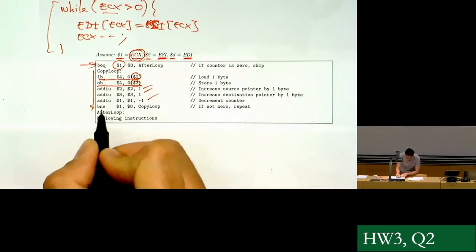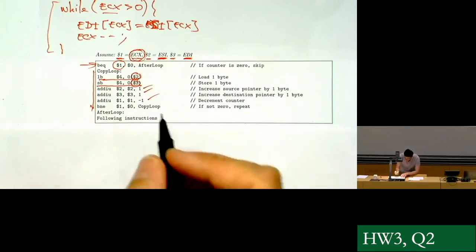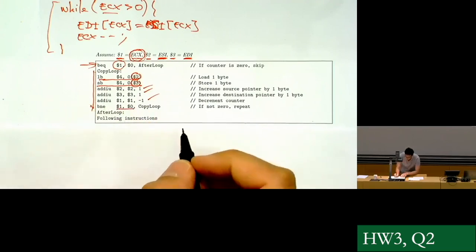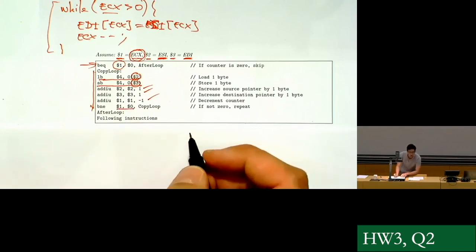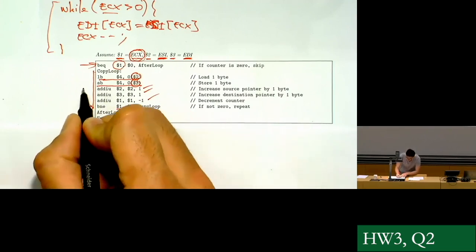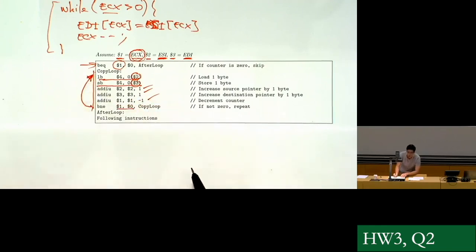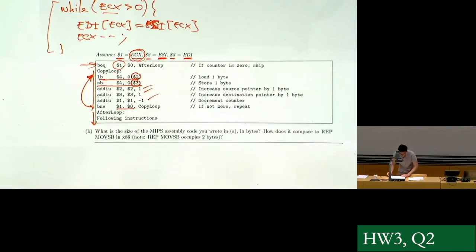And after that, we check the value of register 1, whether it's still greater than 0. If it's greater than 0, we branch to the beginning of the loop body. If not, we go to the rest of the code, to the following instructions. So it's very similar to what we did before, and I think it's quite easy to understand. I don't know if you have any questions. So let's continue and go to part B.